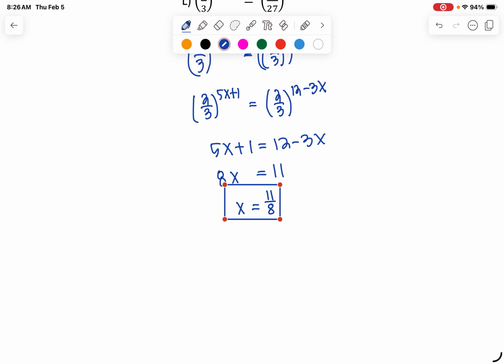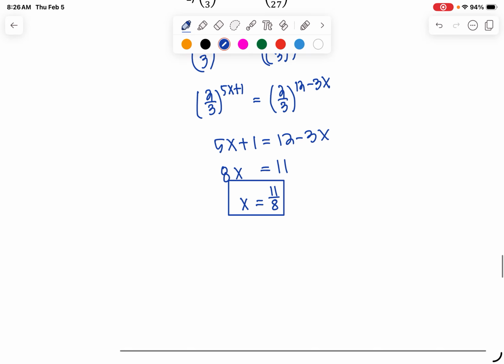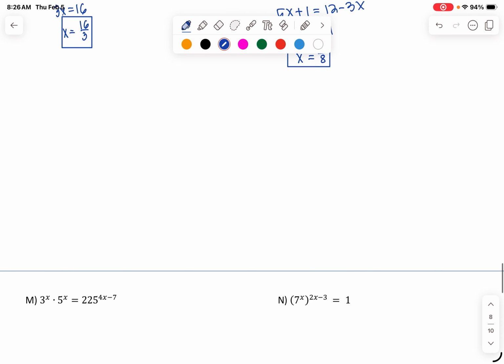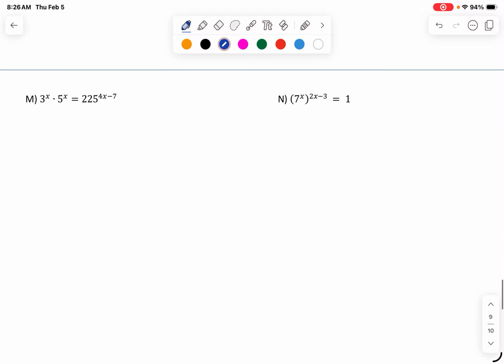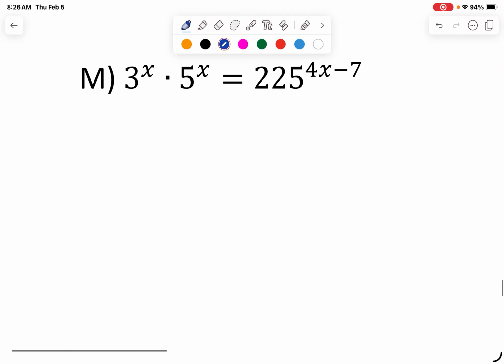Marvelous. Okay, so now what we're going to do is move on to ones that are slightly more complicated, okay? These ones are using more properties. You have to think harder about them because they're slightly more complicated, a little bit more challenging, I should say.